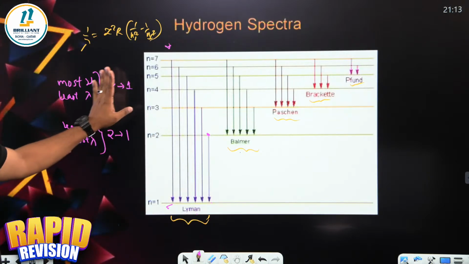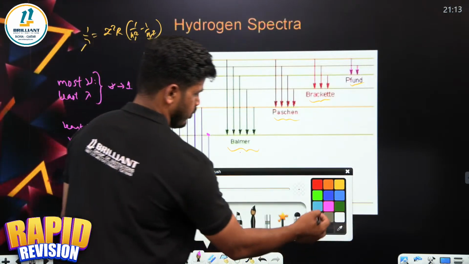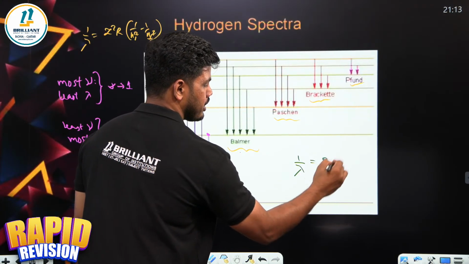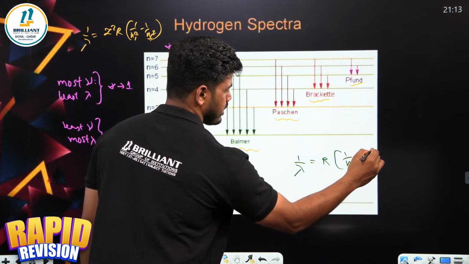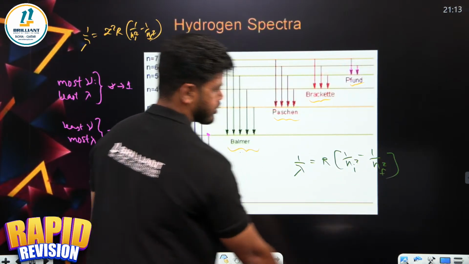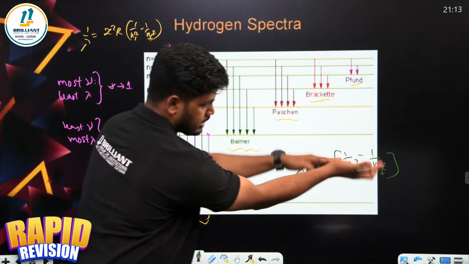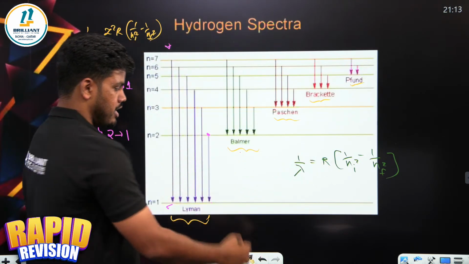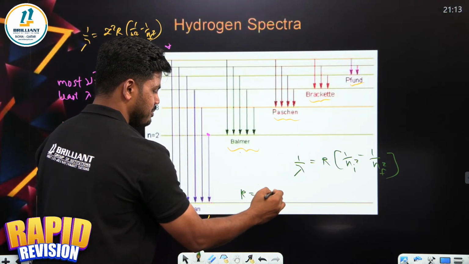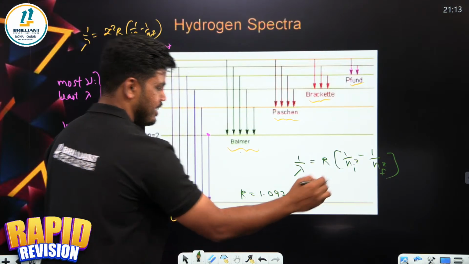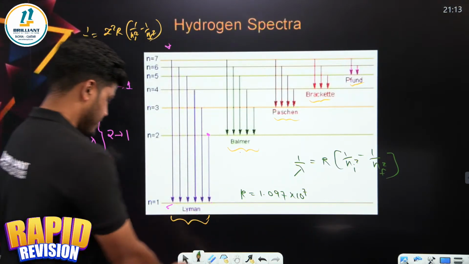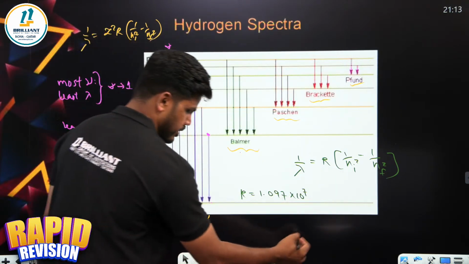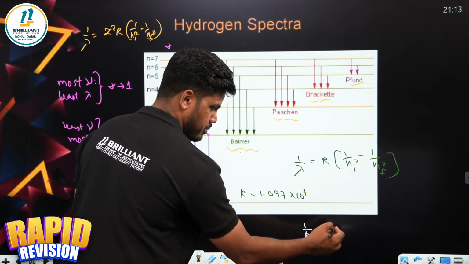In all those calculations, we get 1 by R, right? So 1 by lambda is equal to R into 1 by Ni square minus 1 by Nf square is the equation. If you want to find lambda, finally for the RHS you have to take the reciprocal. When you take the reciprocal, R will be in the denominator. And we know R has some weird value, 1.097 into 10 raised to 7. Dividing by that, we don't like that kind of calculation, right? That is why I told you that day to remember 1 by R also.